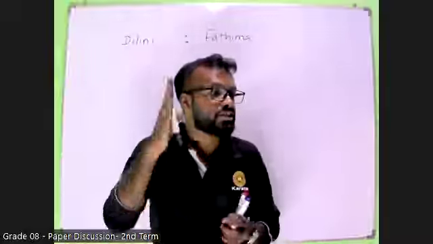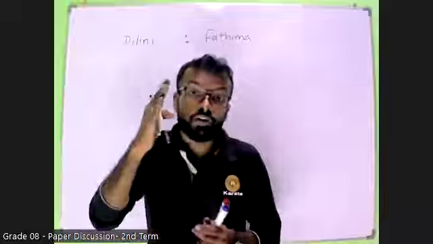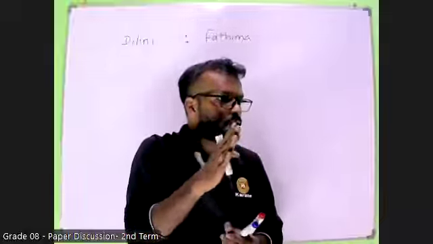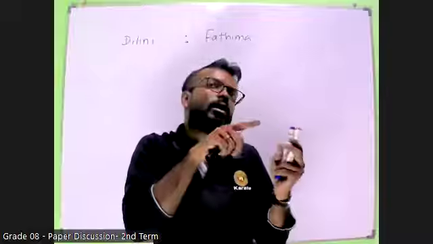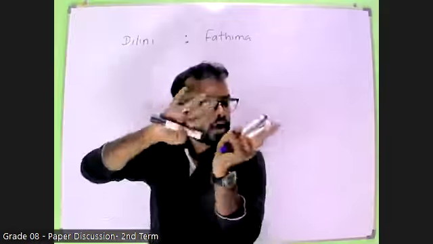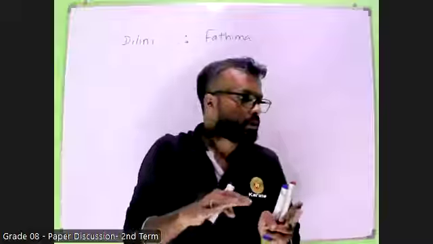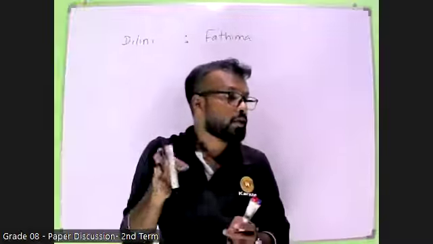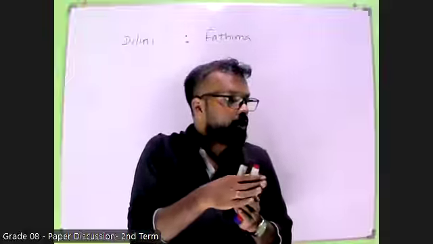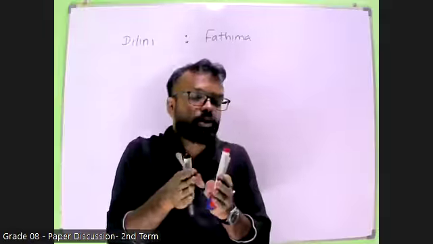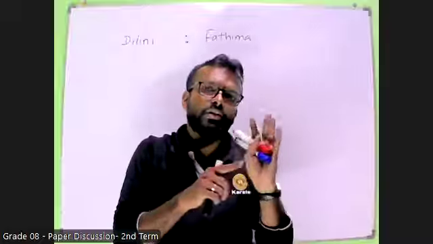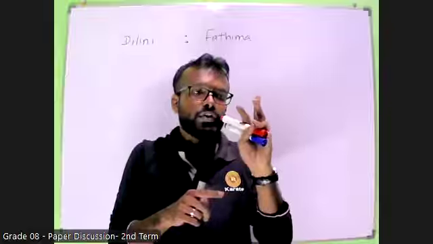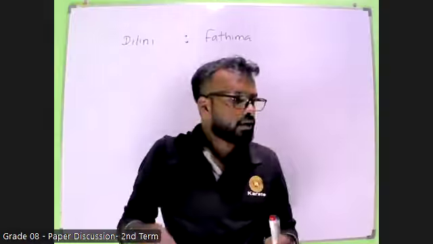Dilini starts a business on January 1st by investing 50,000 rupees. And Fatima joined the business on 1st of March. January, February, after 2 months, Fatima has joined the business by investing 80,000 rupees. And Ganesha, the third person as well, joined the business on 1st of June, after January, February, March, April, May. After 5 months, Ganesha joined.